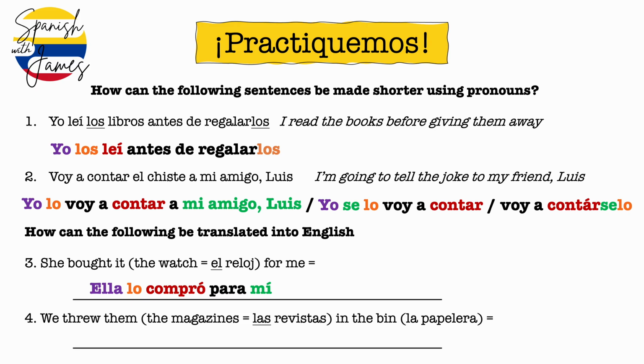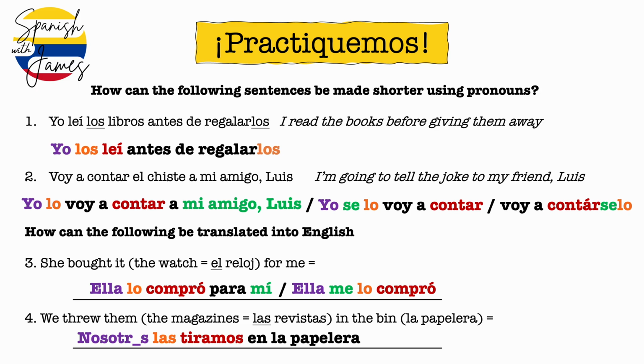Here I've said lo to replace el reloj. She, it, bought. And then for me, I've just kept as para mí. I've used that prepositional pronoun that I touched upon. But I can use an indirect object pronoun. Instead of saying for me, I can say like she bought me it. Ella me lo compró. And that's the most efficient way that will make you sound the most natural when you're speaking Spanish. Finalmente, número 4, nosotros o nosotras las tiramos en la papelera.